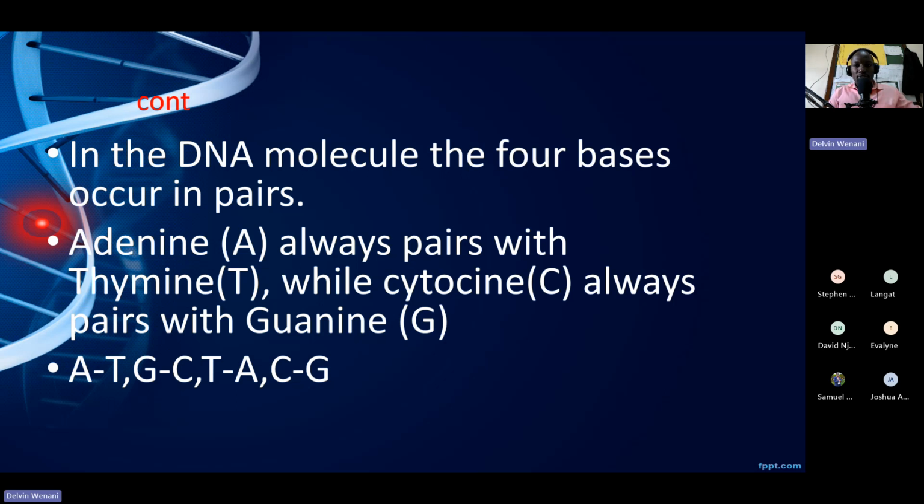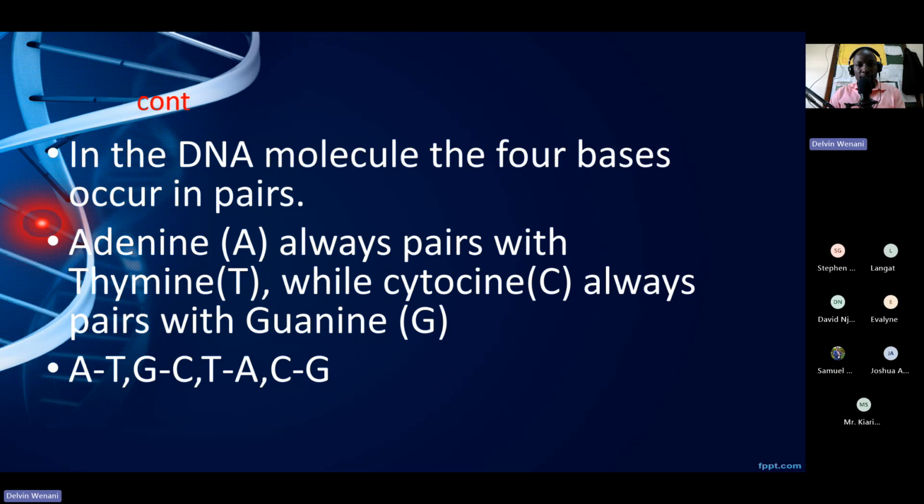Now, let me continue, that in the DNA molecule, I've talked about the 4 organic bases, but in the DNA molecule, the 4 bases occur in pairs. What are those pairs? Number one, the adenine will always pair with thymine. Then the cytosine will always pair with guanine.